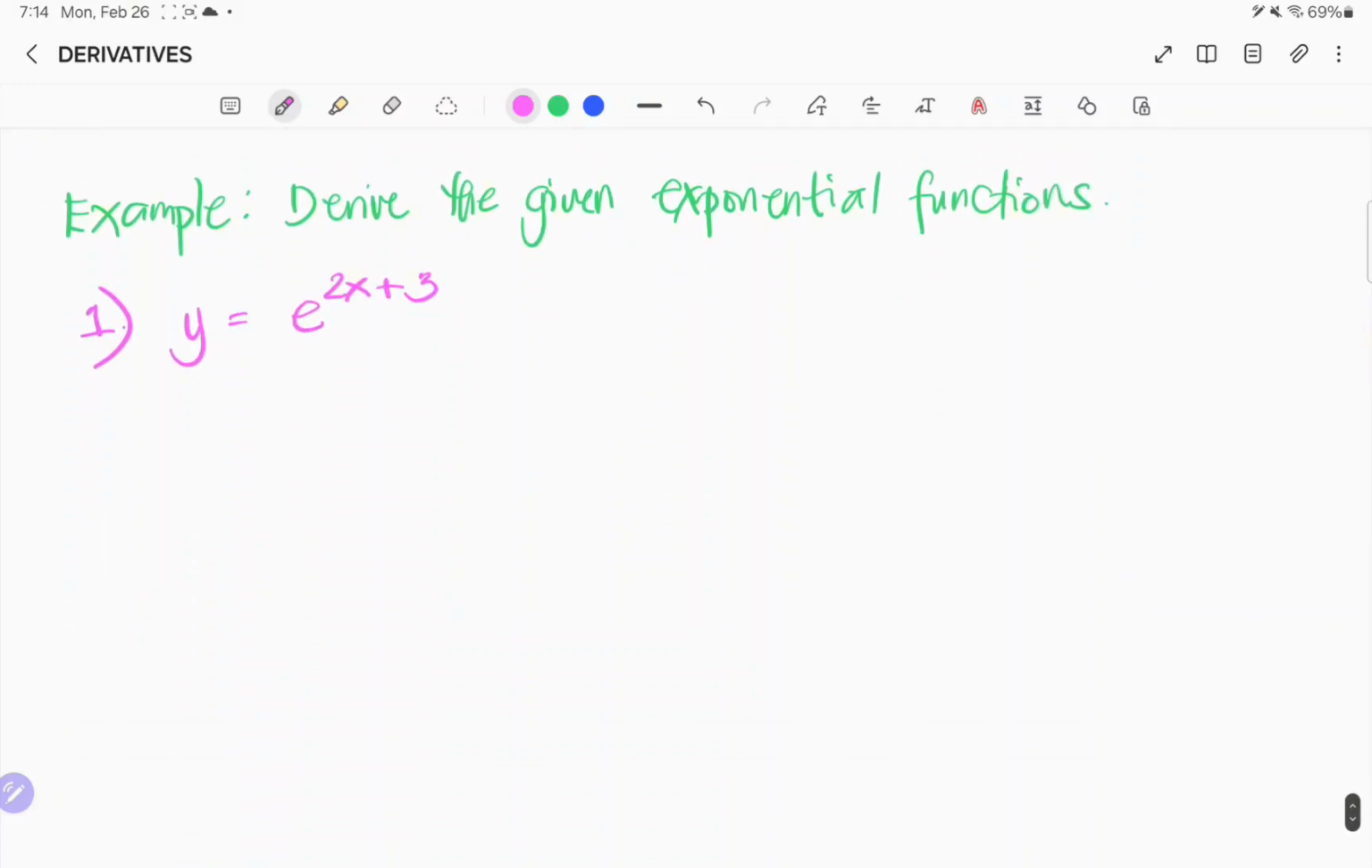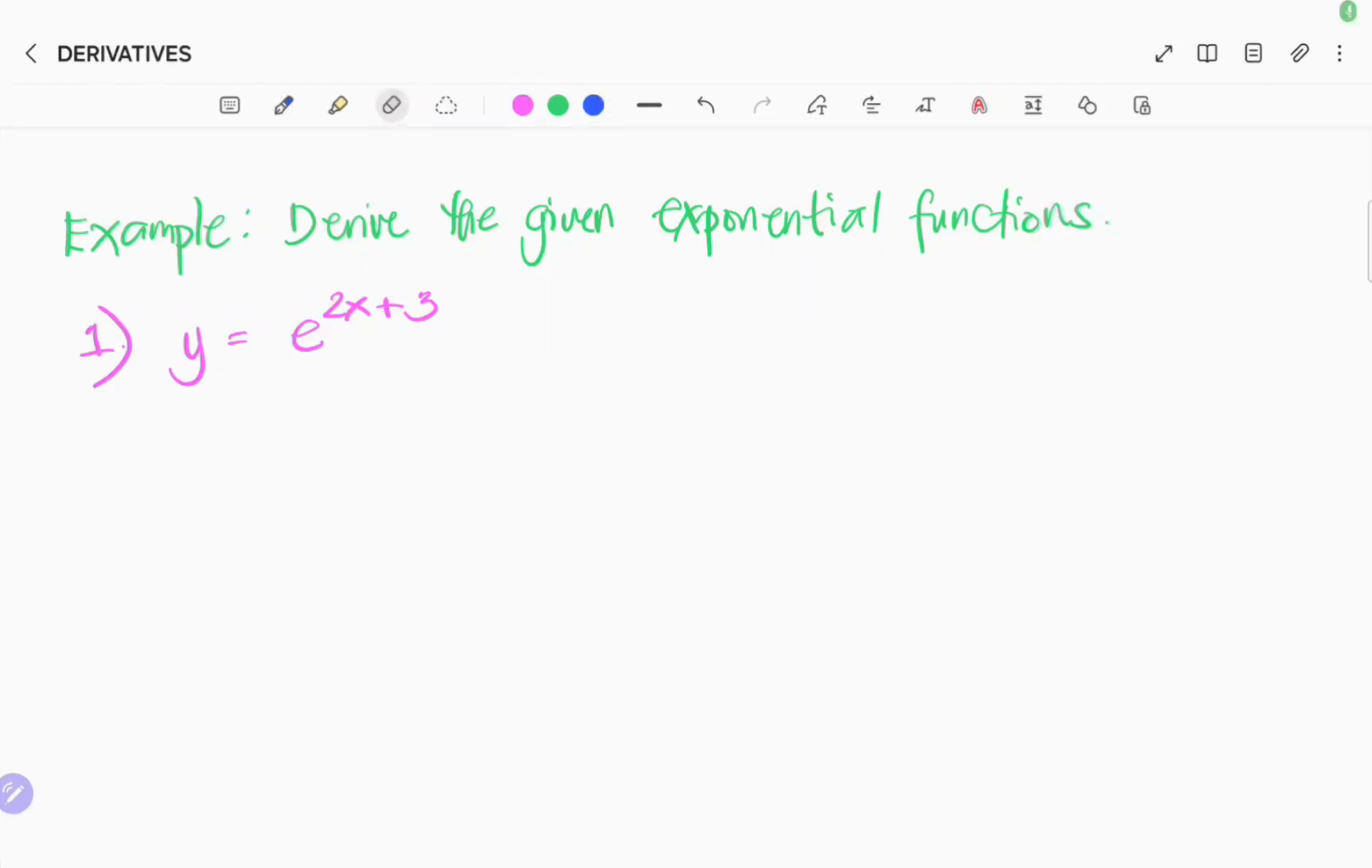You have to derive the given exponential function. We have y is equal to e raised to 2x plus 3. So e is our base, which is constant e, and it is raised to a function 2x plus 3. So according to our formula, we will be using y prime equal to e raised to u times the derivative of u.